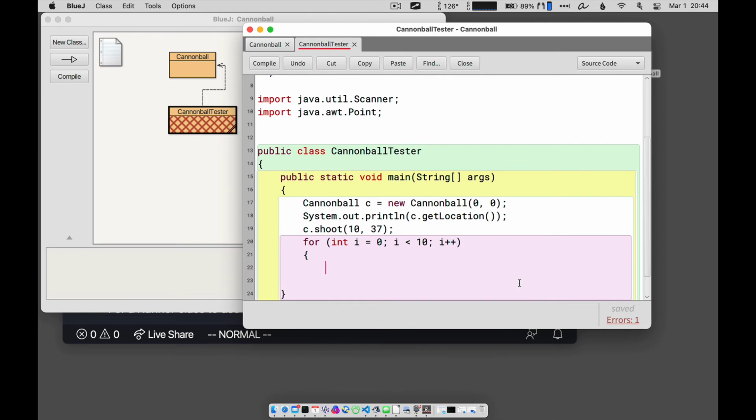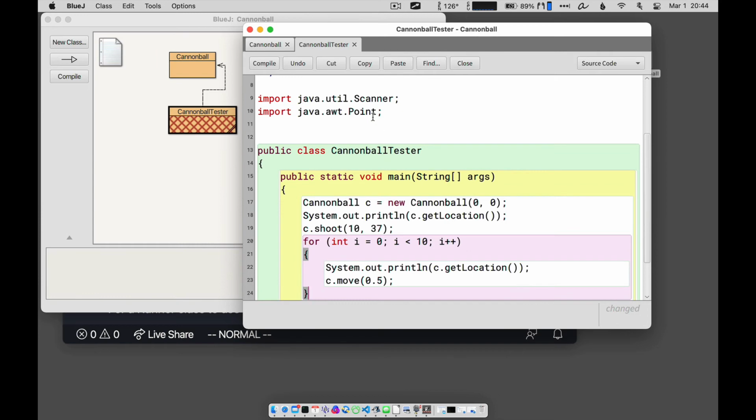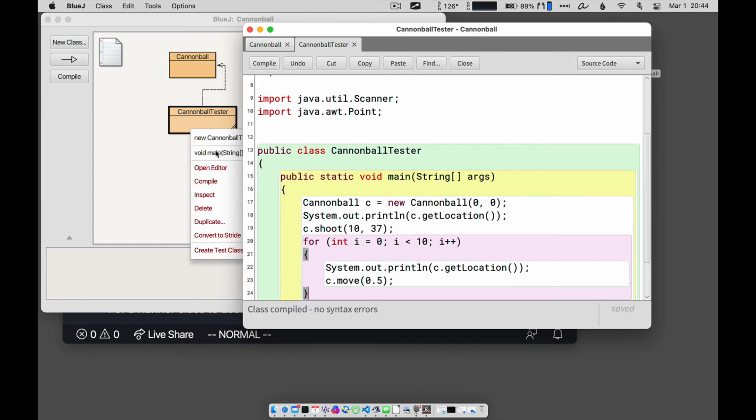So I've shot it, and now I'm going to, I guess I'll print out its original coordinates there. So system out print line, c.get location, and then I'm going to let it move, c.move. And what's my delta sec going to be? I'll just do 0.1. Maybe I'll track it over half a second and see what happens there. And I'll do that 10 times. What do you think is going to happen as I run that 10 times?